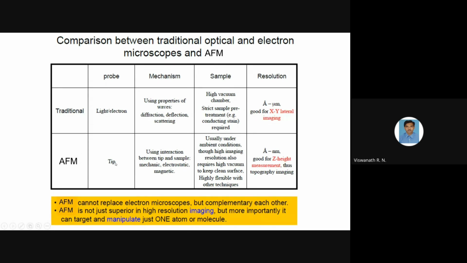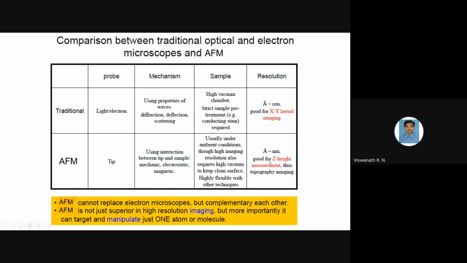Compared to that, in AFM the information is from the tip. I will tell you what the tip is. It is the interaction between the tip and the sample. The tip is also a solid, so we call it a probe tip. Usually the resolution you can see is in nanometer, down to angstroms.